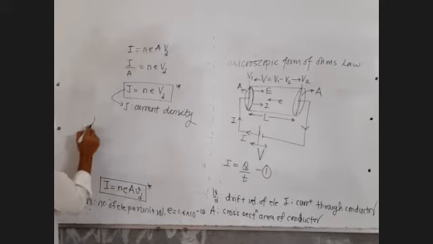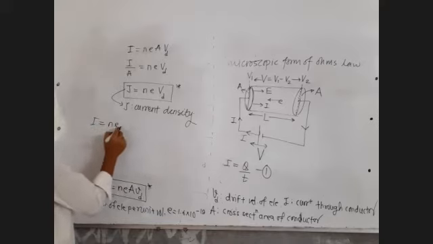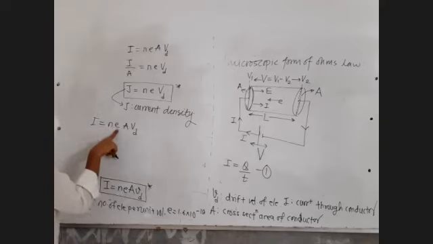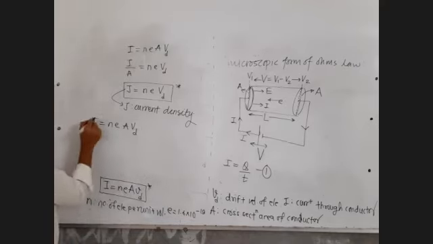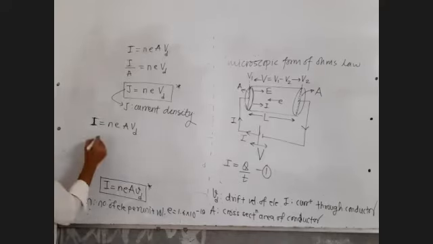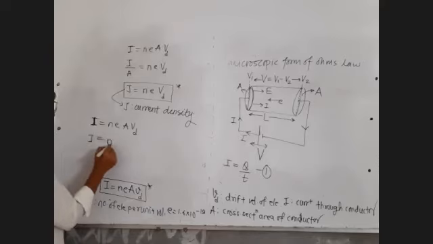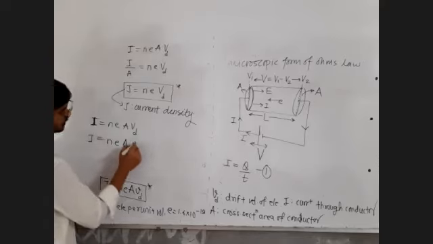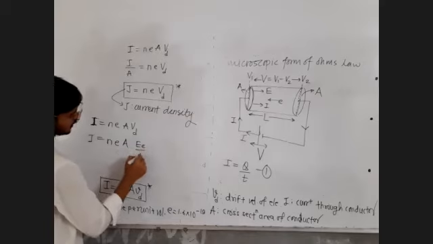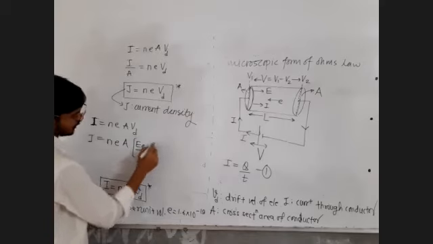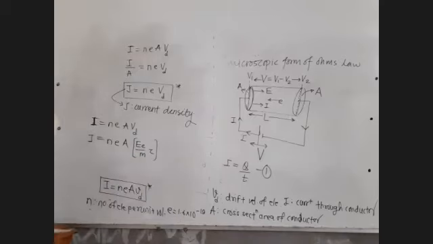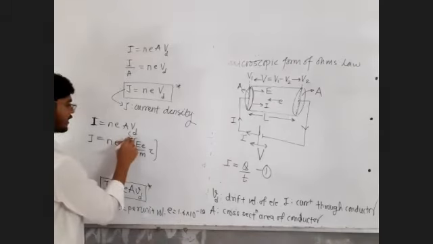Again, I is equal to N E A Vd. N is the number of electrons per unit volume. E is the charge on the electron, numerical value 1.6 into 10 raised to minus 19. A is the area of the conductor, Vd the drift velocity of the electron, I the current through the conductor. We can modify this equation further. I is equal to N E A, and the drift velocity is E by m into tau. Derived formula: drift velocity is E by m into tau.